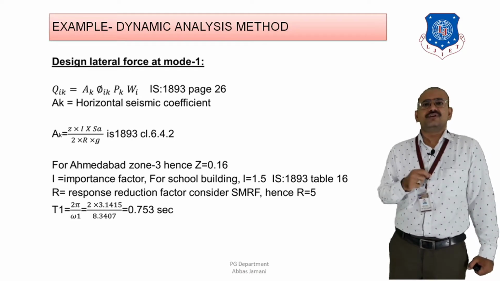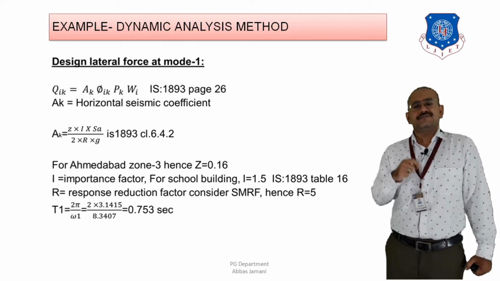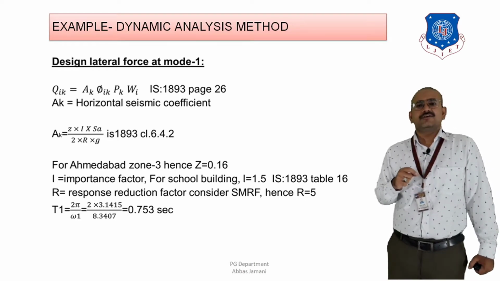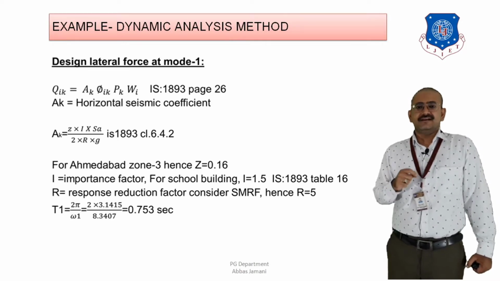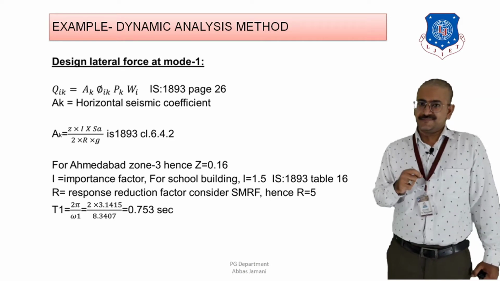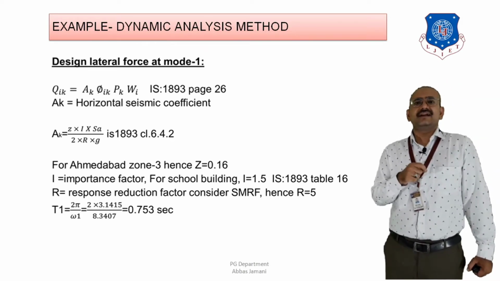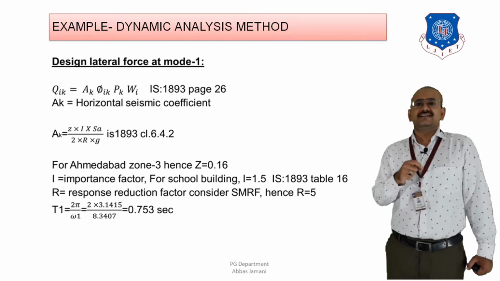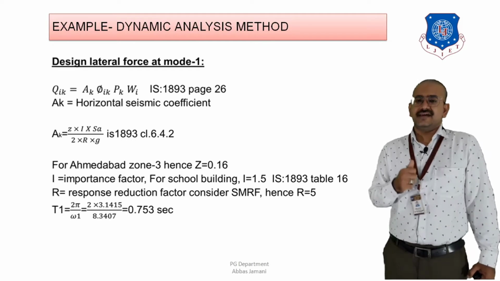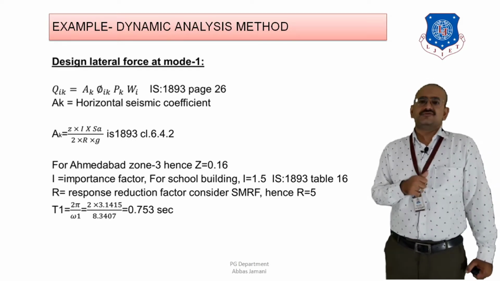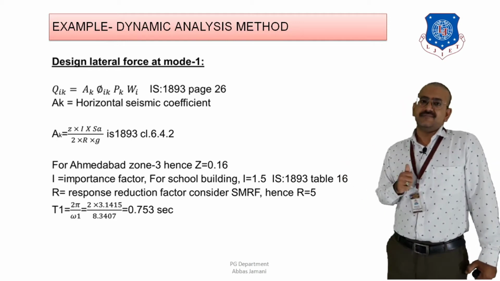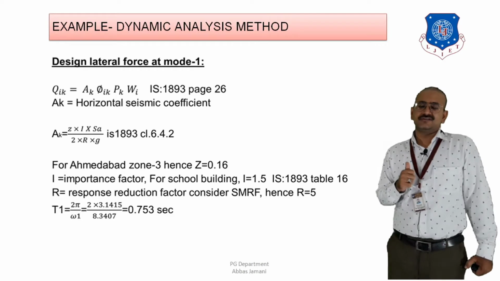So if I want to calculate the design lateral forces for first mode, then the first thing that I need is the value of Ak, that is the design horizontal spectrum at mode k, that is the mode 1. So it is given by Ak is equal to ZISa by 2Rg, right? Now the building is located in Ahmedabad, so the value of Z is going to be based on the zone factor, and Ahmedabad as per the seismic map of India is located in zone 3. So therefore I will take the value of Z is equal to 0.16 based on the reference of IS 1893 seismic zone map.